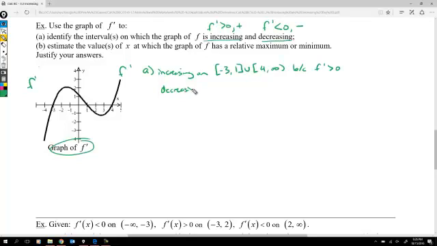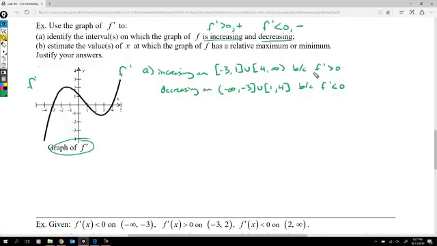I'm decreasing whenever I'm below the x-axis. So it looks like I'm decreasing from -infinity to -3, and then I'm decreasing from 1 to 4. And my justification would be because f prime is less than 0. So I gave my intervals and I also gave my justification, relating it to the first derivative.